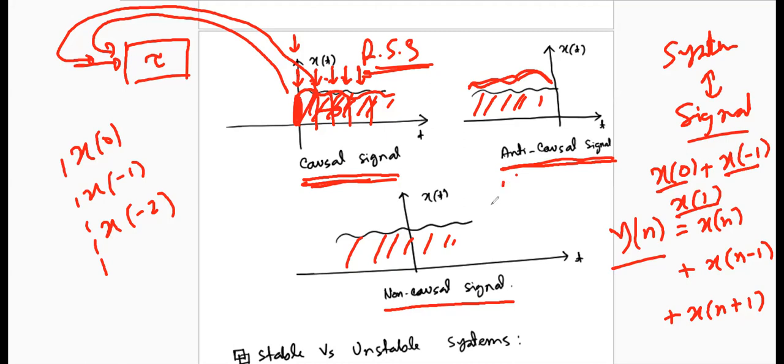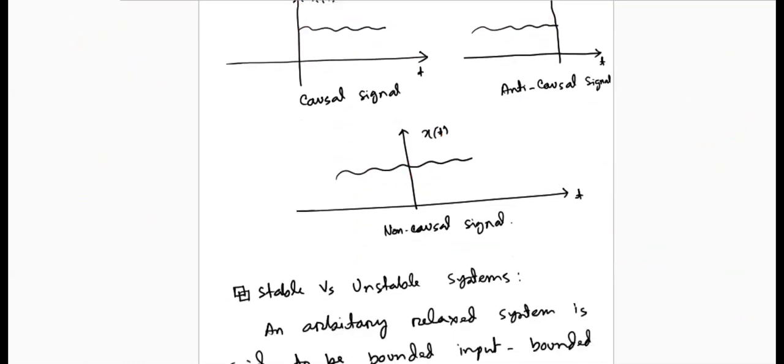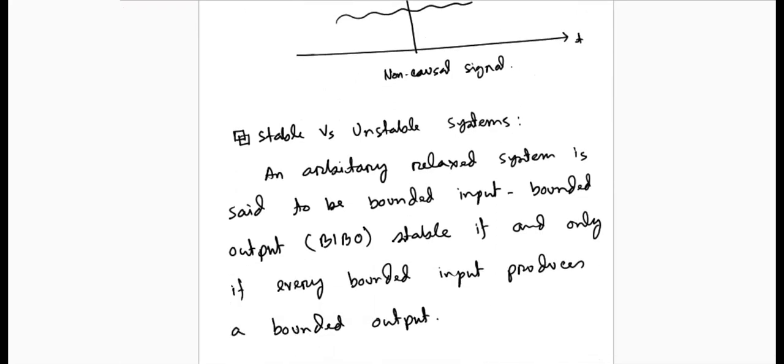Similarly, in a non-causal signal, you also have the present input, past input, and the future input. That is the basic difference between a causal signal and a causal system. We are defining those terms. In future, we will use these terms very frequently, and you need to define them quickly.